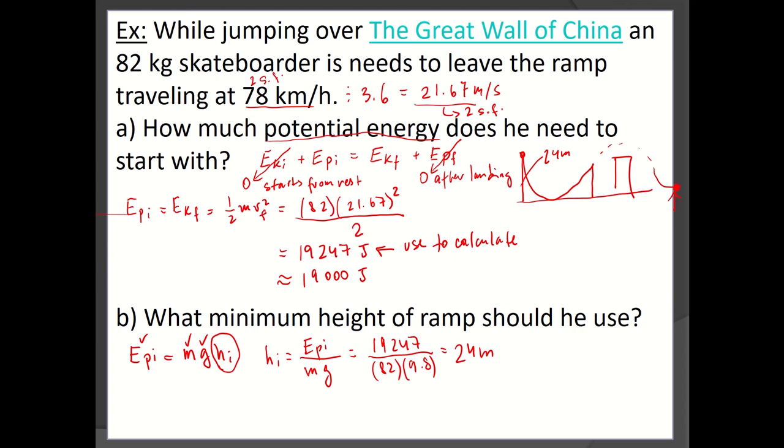So 24 meters, I don't know, this is like 5 stories. So it's pretty high up. All right, so let's take a look at another example.